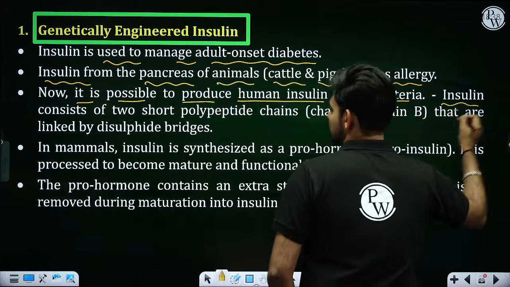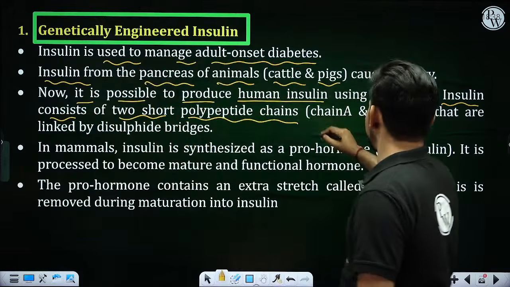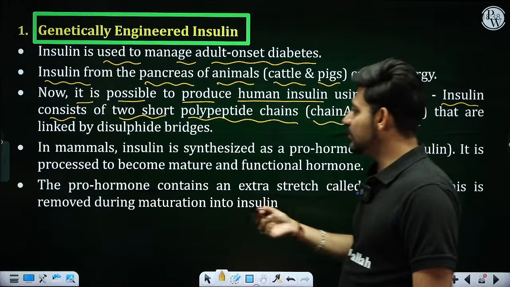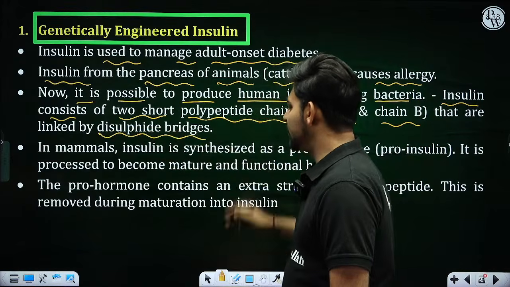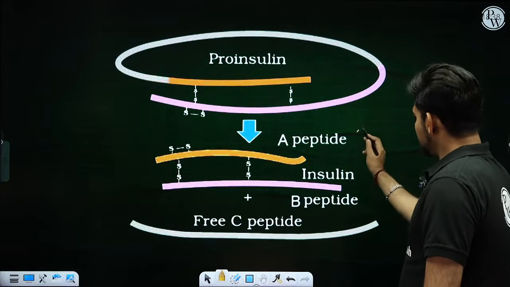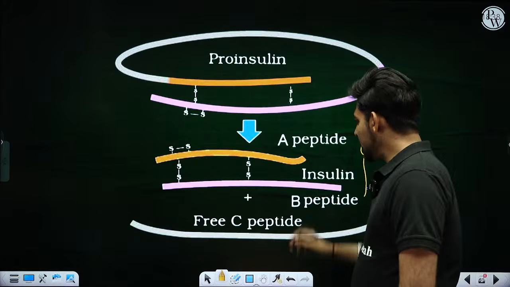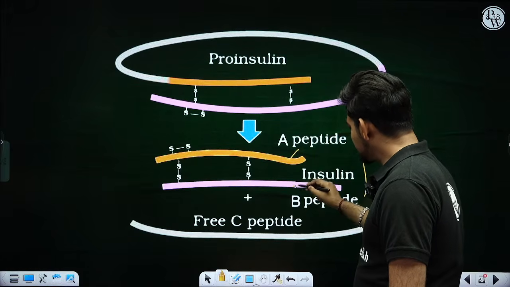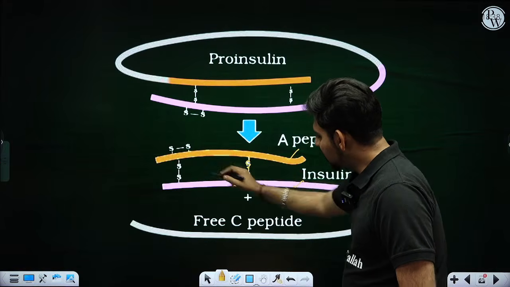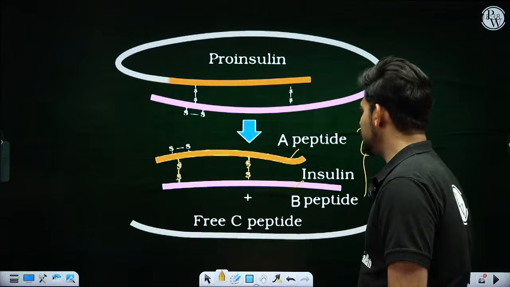Insulin consists of two short polypeptide chains, chain A and chain B. They are connected by disulfide bridges. So this is the activated form of our insulin. This is A peptide, this is B peptide, and they are connected by disulfide bonds.